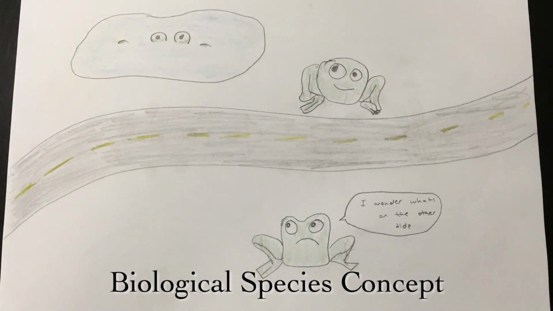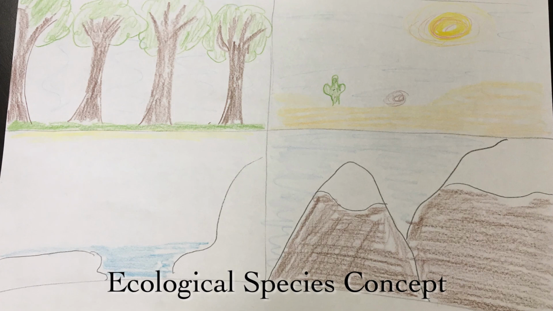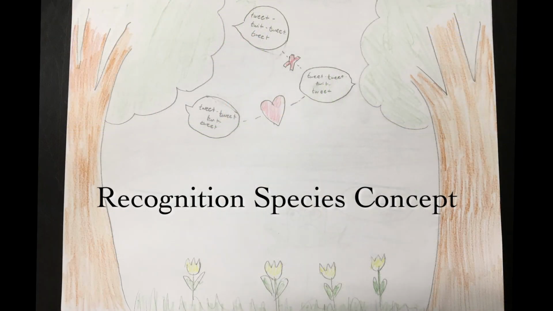Biological species concept emphasizes reproductive isolation, the potential of members of a species to interbreed with each other but not with members of other species. Ecological species concept emphasizes species' role, their positions and functions in the environment. Recognition species concept emphasizes mating adaptations that become fixed in a population as individuals recognize certain characteristics of suitable mates.